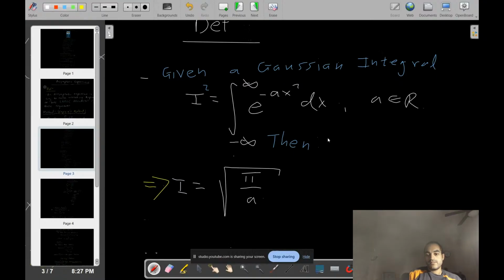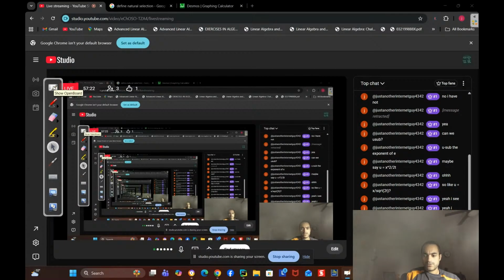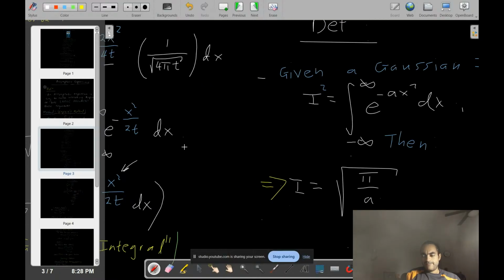So anytime you have e raised to some negative constant times x squared, and you integrate, your integral should be the square root of pi over a. Does that make sense? I just want to check the chat. Make sure you guys, thumbs up, if you can do that. Perfect, excellent. Okay, nice. So we got I equals root pi over a.